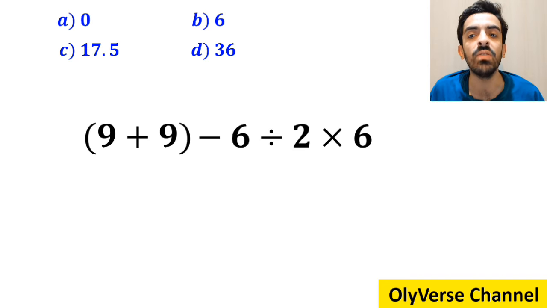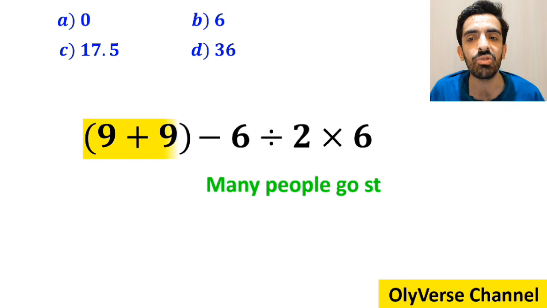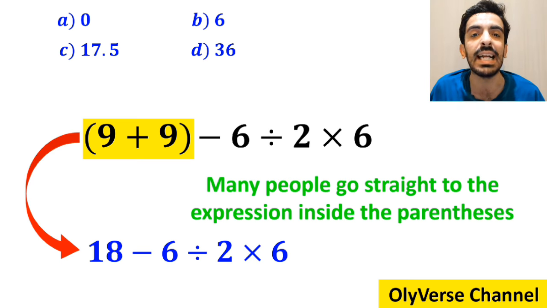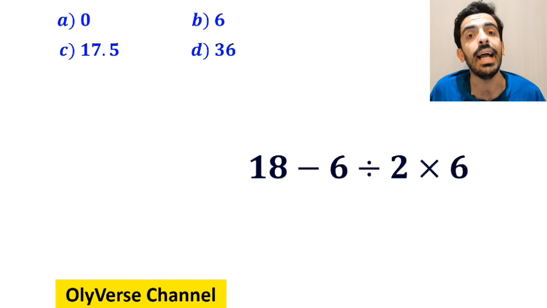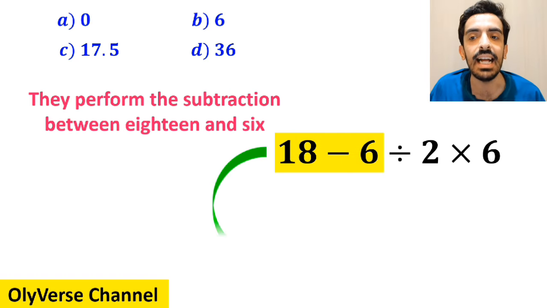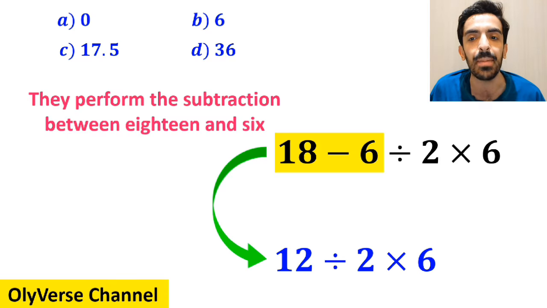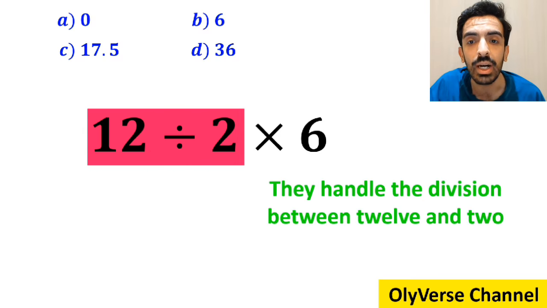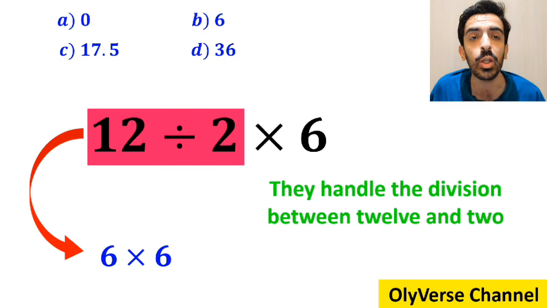As the first step of solving this question, many people go straight to the expression inside the parentheses and simplify the whole expression to 18 minus 6 divided by 2 multiplied by 6. In the next step, they perform the subtraction between 18 and 6 and simplify this expression to 12 divided by 2 then times 6. In the final step, they handle the division between 12 and 2 and write this expression as 6 multiplied by 6, which ultimately gives them the answer 36.